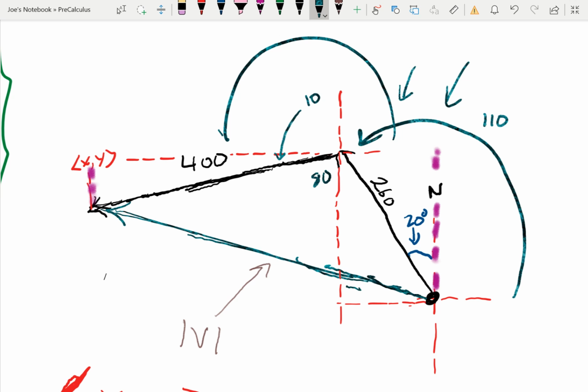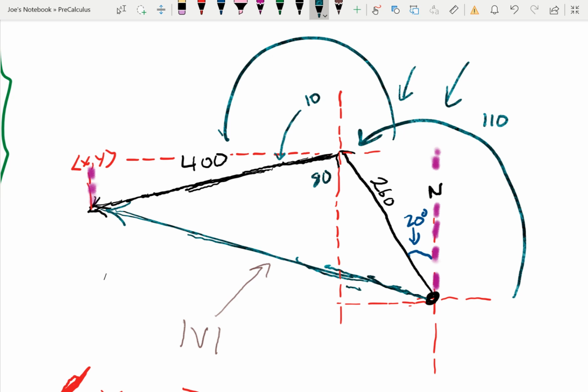Exactly. So I'm going to do 400 cosine of 190. Did it come up yet? Yes. All right, hit enter. So what does that mean? Does that mean the plane is 482 miles to the left or to the right? To the left. Perfect. So you're getting your bearings. Keep that in mind: anytime you're left, it's going to be negative.